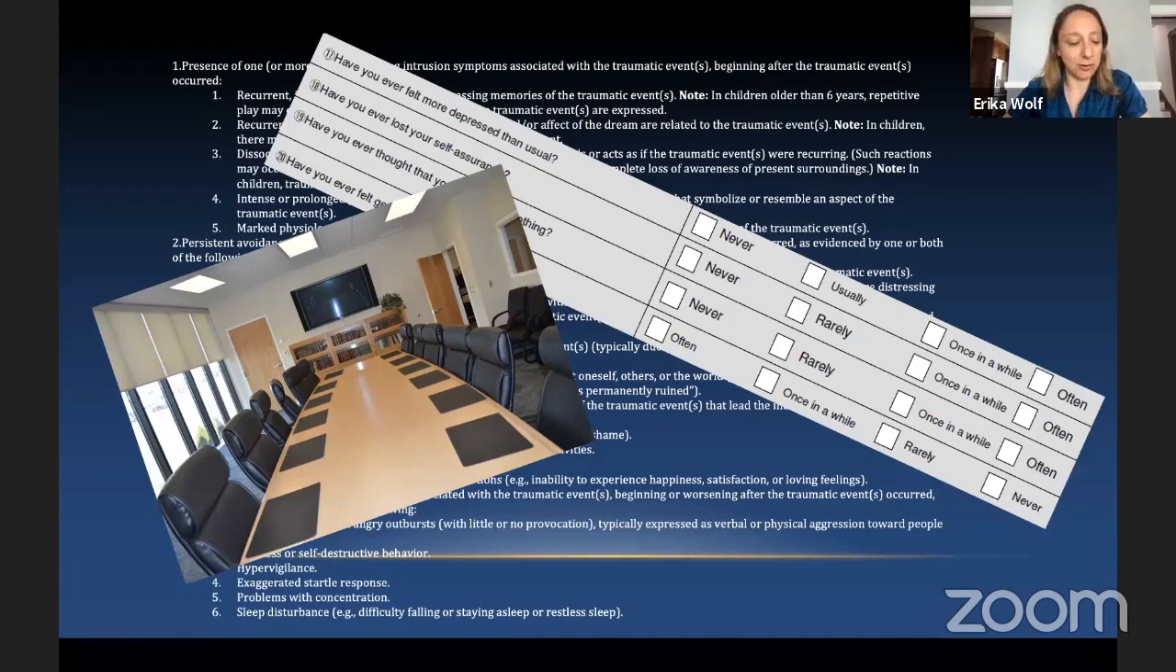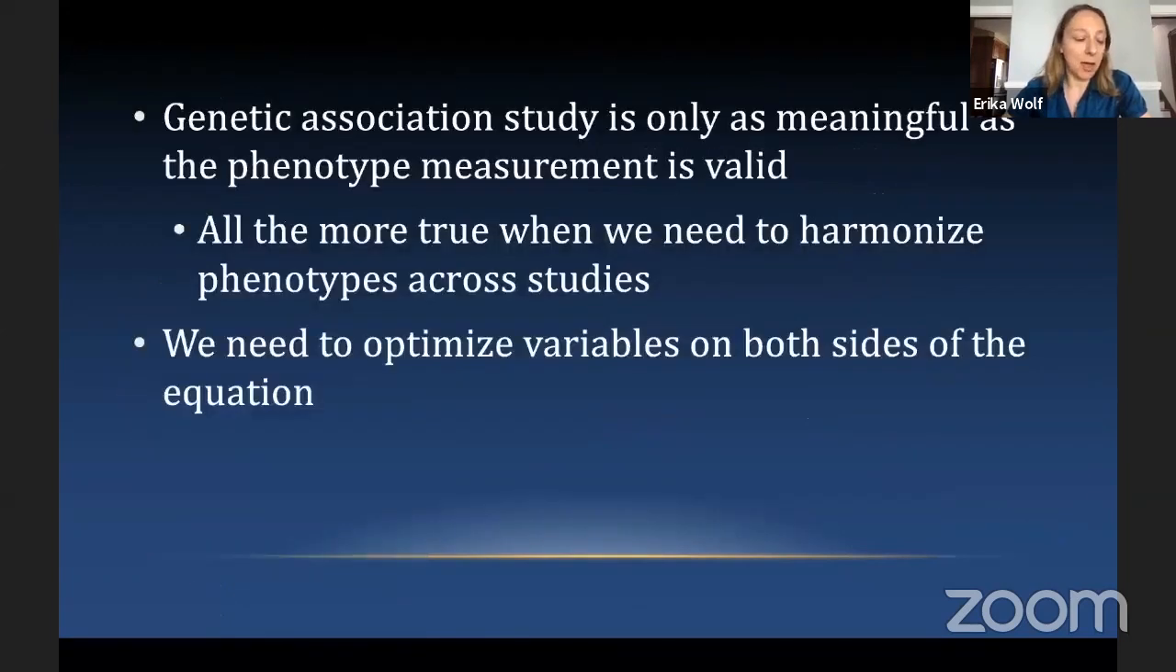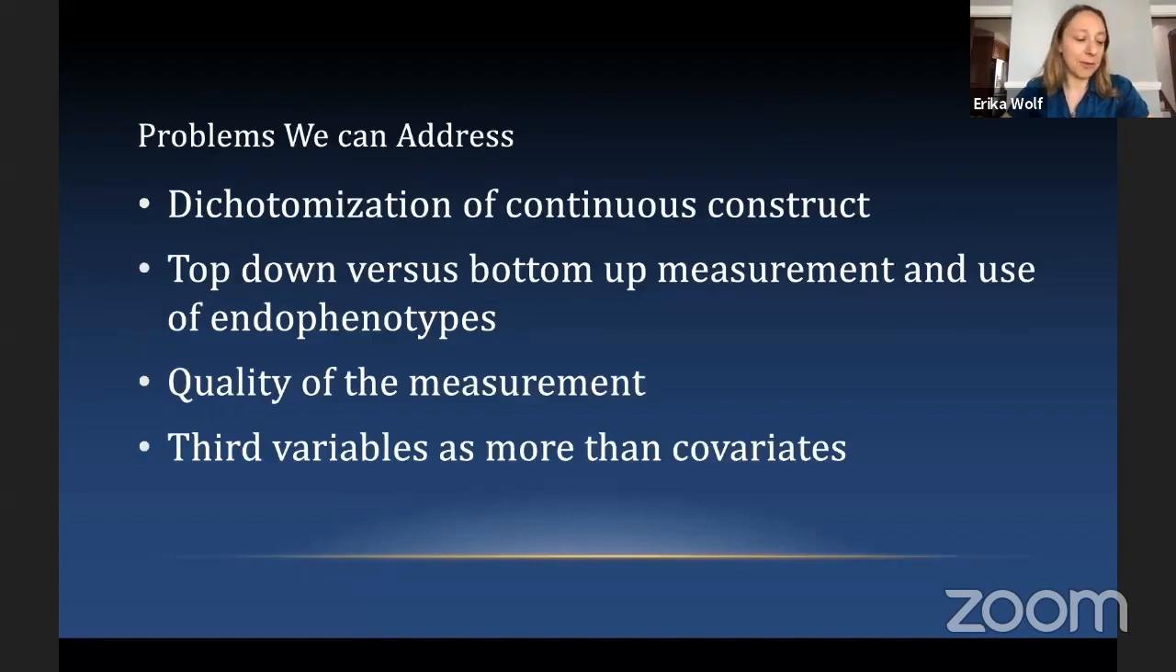our signal-to-noise ratios. So I'm going to be talking about these concerns today because ultimately our genetic association studies are really only as meaningful as our measurement of the phenotype is valid. And this becomes all the more true when we need to harmonize phenotypes across studies. So I really want to make the case for optimizing variables on both sides of this equation. Listed here are some problems that I'm going to touch on briefly today and try to give you a bird's eye view of the problem and what we might do differently to address it.